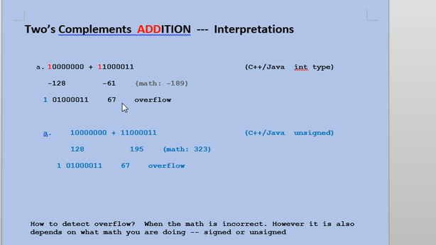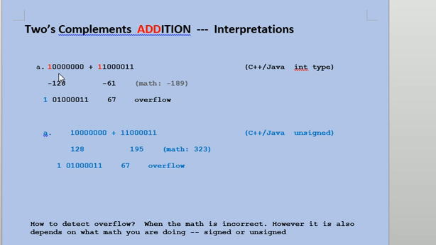All right, so let's recall that in two's complement, you treat the top left bit as negative, negative 128 in this particular case. Therefore, the numbers actually are negative 128 and negative 61. So the correct mathematics is negative 189.